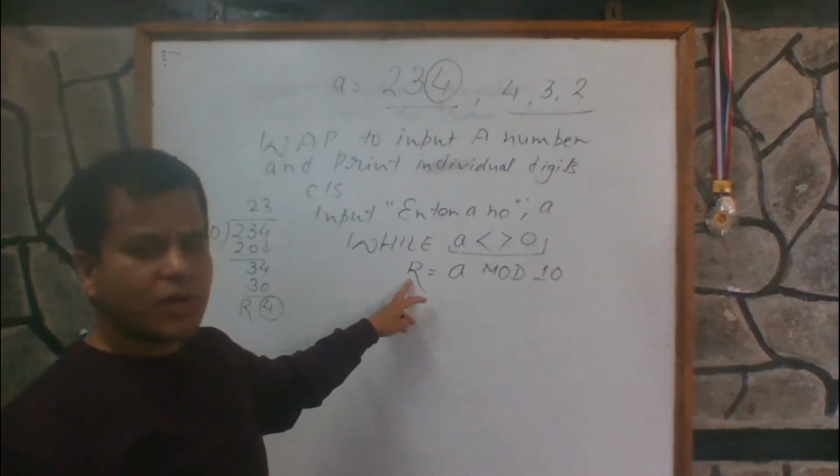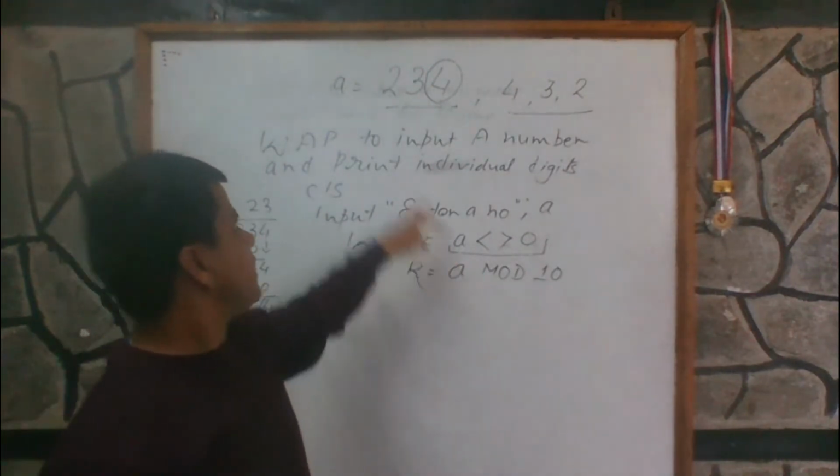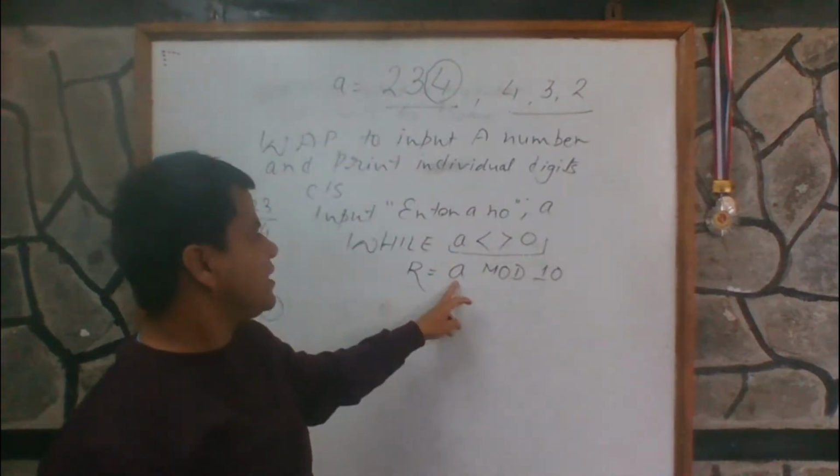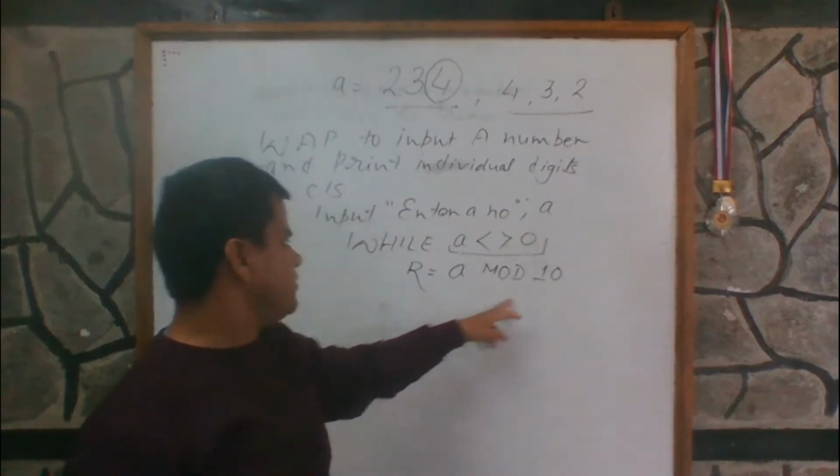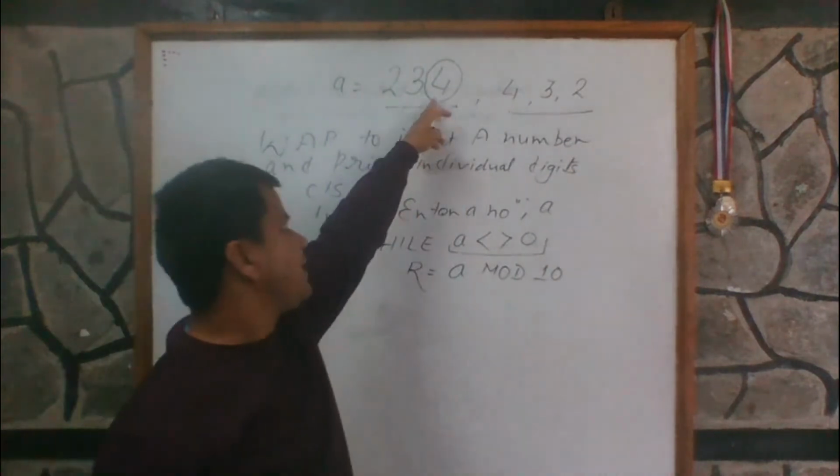So what will happen here? The value of A is 234. 234 MOD 10 leaves the remainder in R, and the remainder is 4.